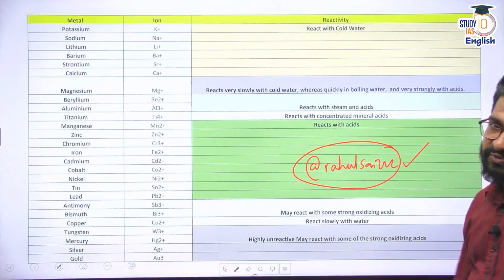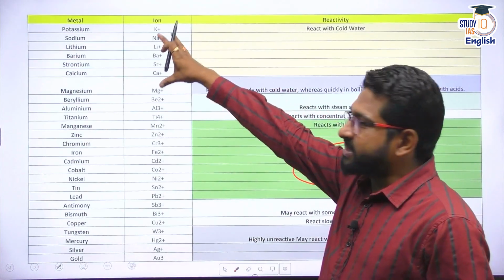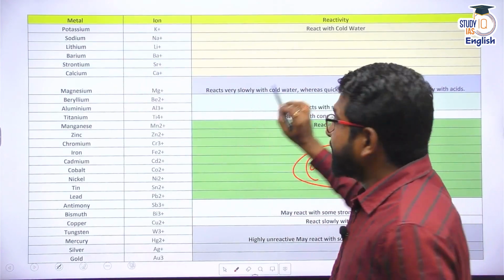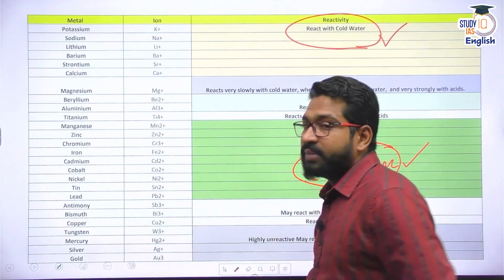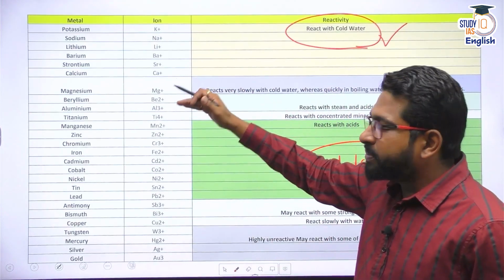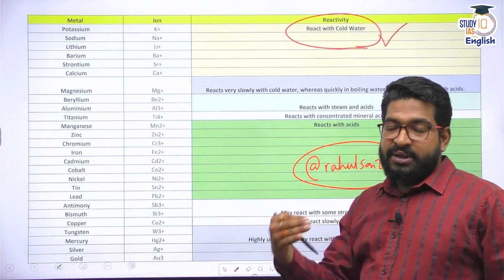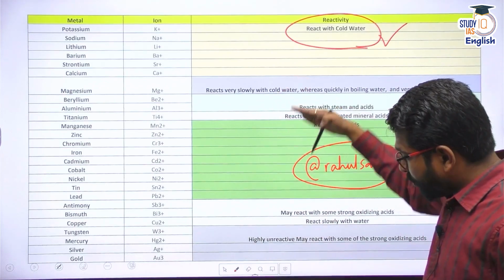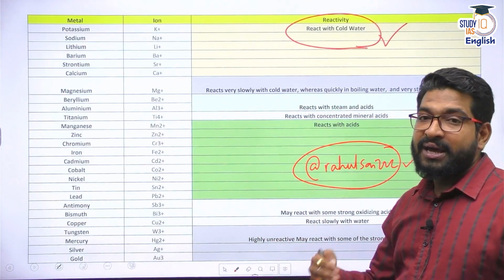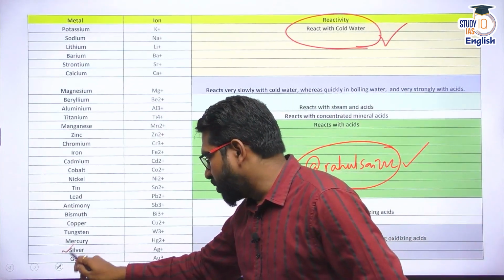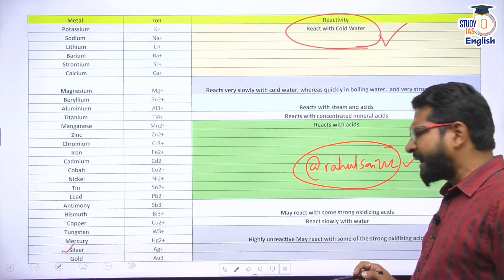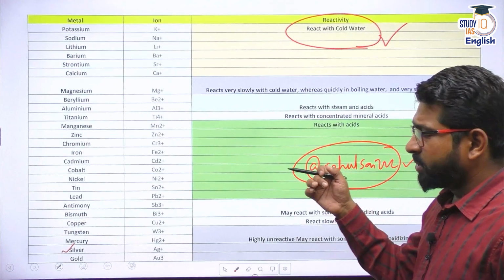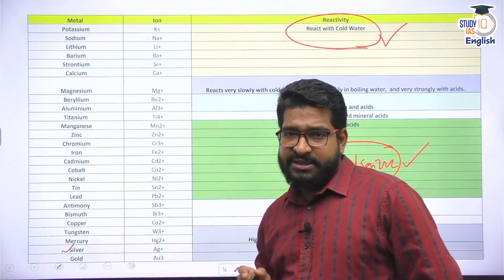Look at this particular sheet. For your reference, I've put this, that most reactive metals like potassium, sodium, lithium, barium, strontium, calcium, these are most reactive metals. They react even with cold water. But below that, magnesium, beryllium, aluminum, titanium, they need heat. That means they may react with hot water, they react with acids. You just go below and you'll find you need stronger acids for reactions. And for silver, gold, they do not react. They are highly unreactive with even strong oxidizing acids as well. All right. So this is the reactivity series.